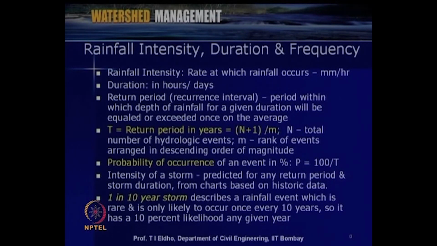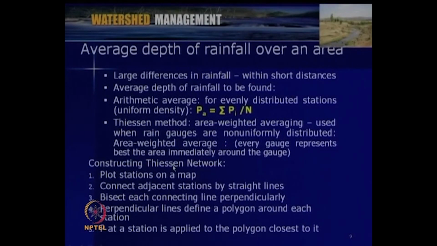For example, if the probability of occurrence is a 1 in 10 year storm, that describes a rainfall event which is rare and is only likely to occur once every 10 years. So it has a 10% likelihood for any given year. Once we get the rainfall data, we can assimilate it and identify the rainfall intensity, average annual rainfall, the rainfall duration, the rainfall frequency, etc.